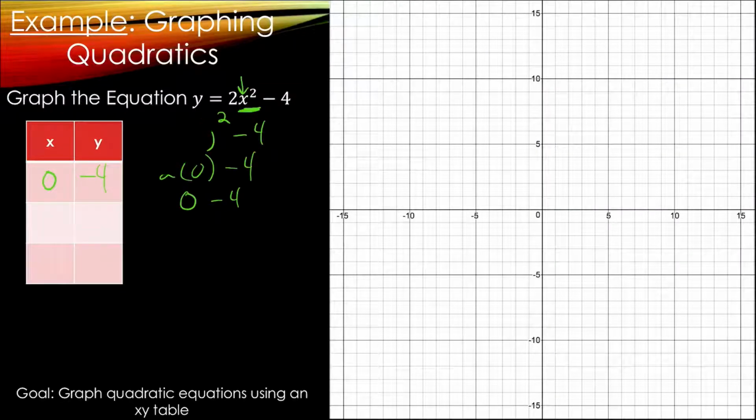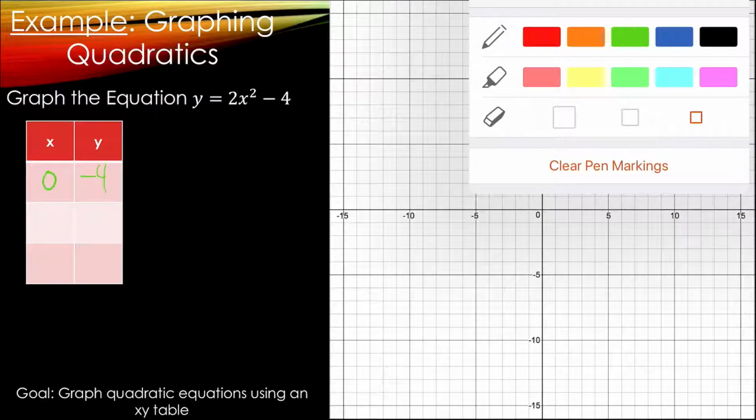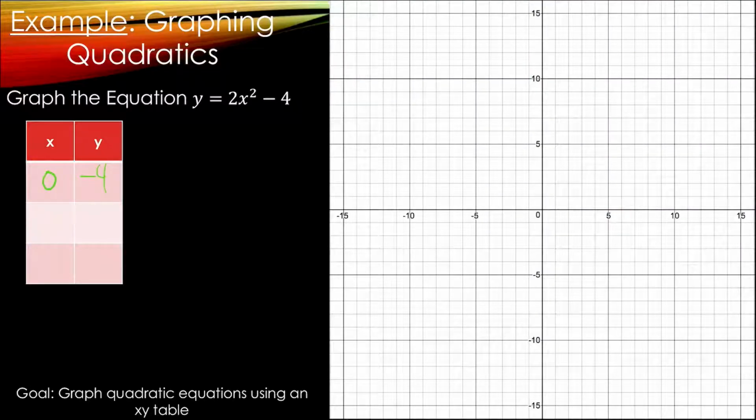The next thing I want to do while I'm writing is I want to find a point on the left of that and a point on the right. So something bigger and something smaller. So we're going to do, let's say, negative 1. So that's my smaller one. And then let's do 3.